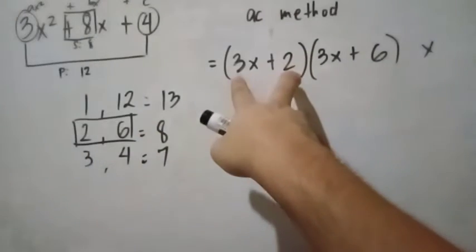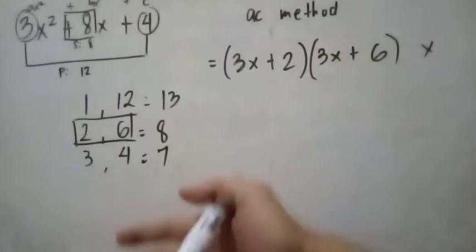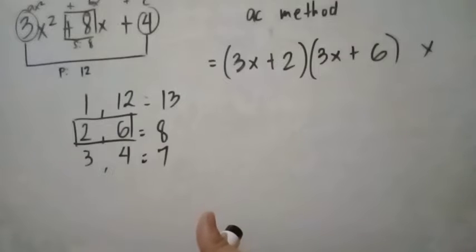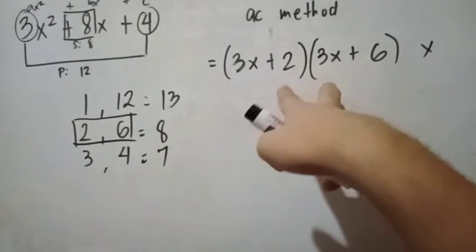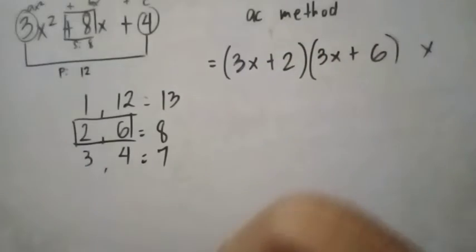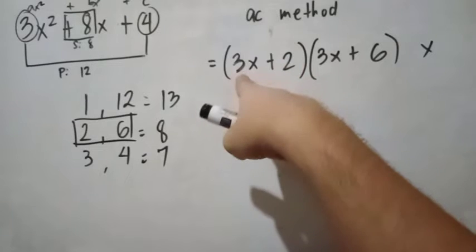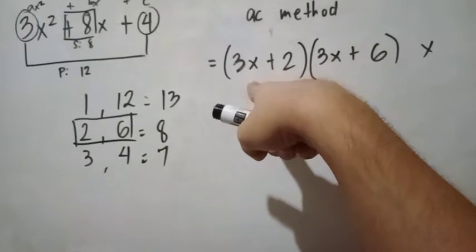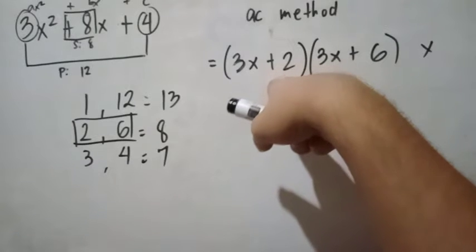Ganito. Titignan mo yung bawat binomial, no? And then, see to it na merong common factor sa kanila. Okay? Ulitin ko. Titignan mo itong binomial and see to it na merong common factor sa kanila. Okay? So, umpisa tayo sa 3x plus 2 dito. So, as you can see, 3 and 2 has no common factors. So, wala. Iwanan natin itong factor na to as is.